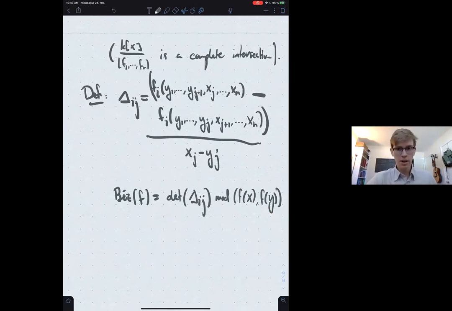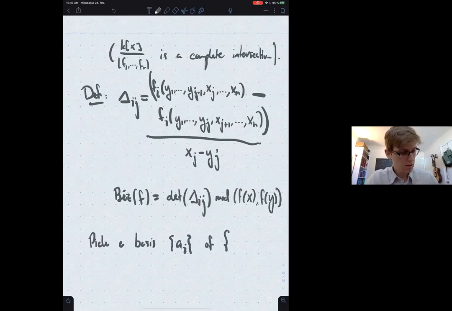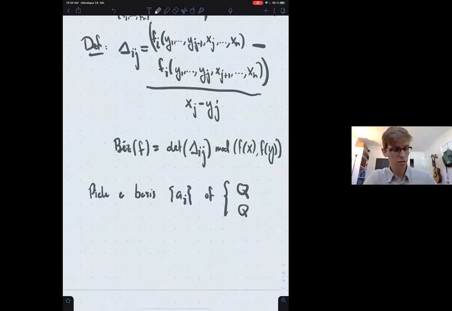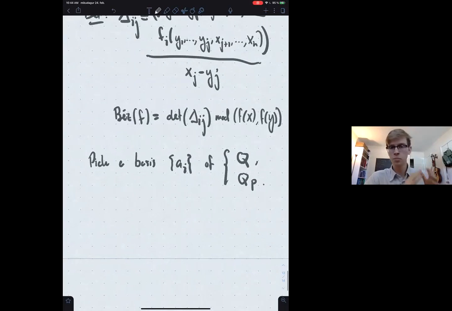Okay, so then the next step is pick a basis. Let's call it a_i. If you're working in the global case, you pick a basis for your polynomial ring mod out by your ideal, Q. And if you're working in the local case, you just pick a basis of the local ring, the local algebra. Okay. So the procedure is the same once you've picked your basis.